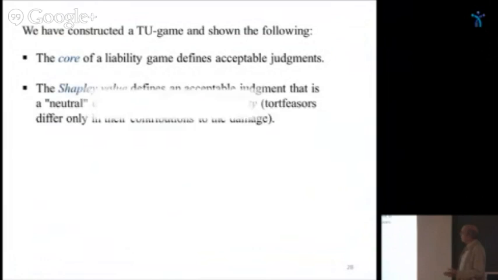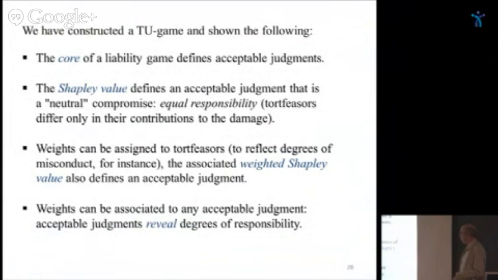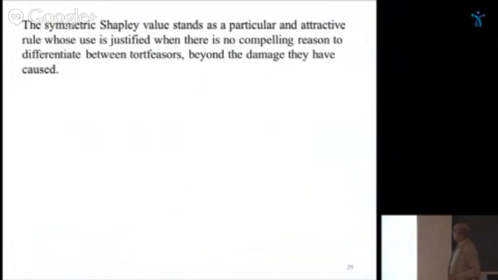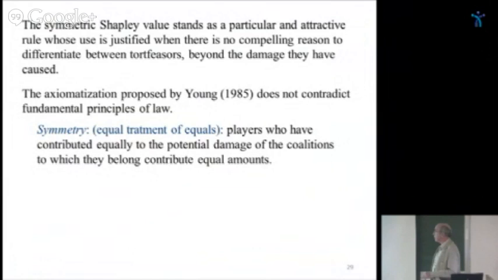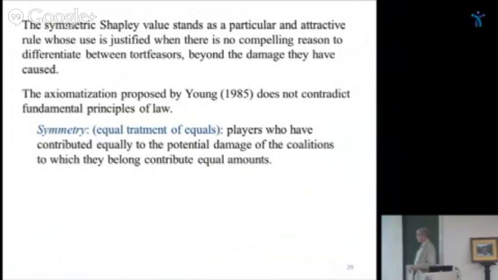So what we have shown is that the core defines acceptable judgments, and the Shapley value is a particular one, so I will not repeat that. This is what we have seen. And on the last slide, the symmetric Shapley value stands as a particular and attractive rule, at least when there is no reason to differentiate the players beyond what they have committed in terms of damage. I rely on Young's 1985 axiomatization of the Shapley value, which uses symmetry. There is no doubt about that, and this can be found in all discussions on tort allocation: equal treatment of equals. So players that have contributed equally to potential damage should contribute equal amounts.